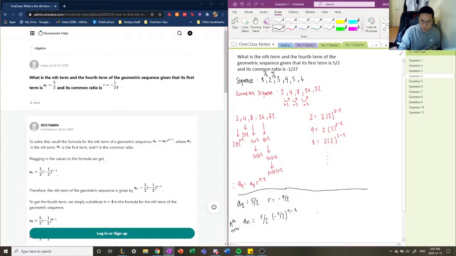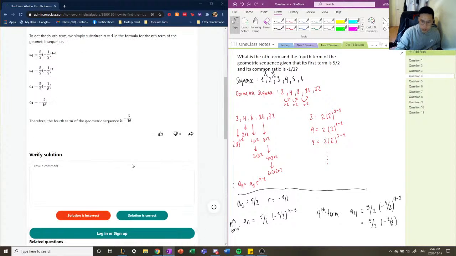All right, so the fourth term will just be a of 4 equals 5 over 2 times negative half to the power of 4 minus 1, or the power of 3. Okay, so that'll be 5 over 2 times negative 1 over 8. And that gives us negative 5 over 16.